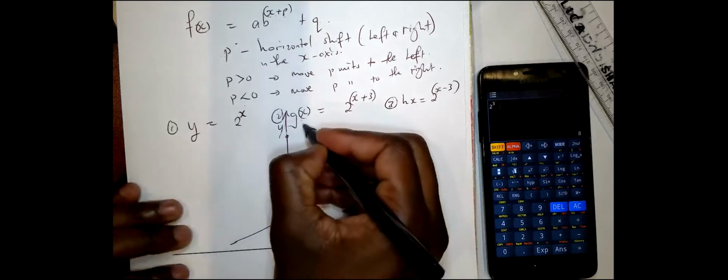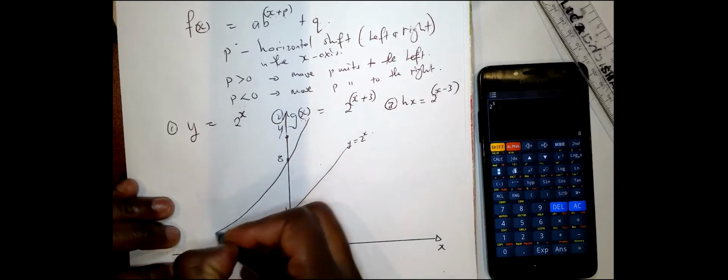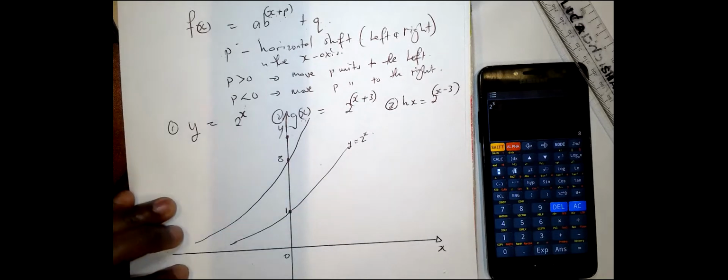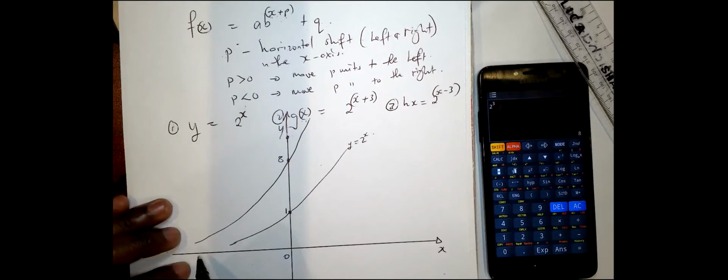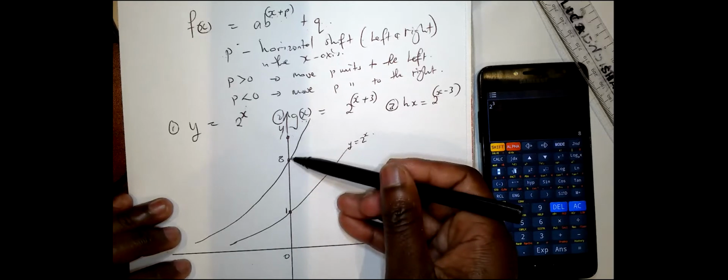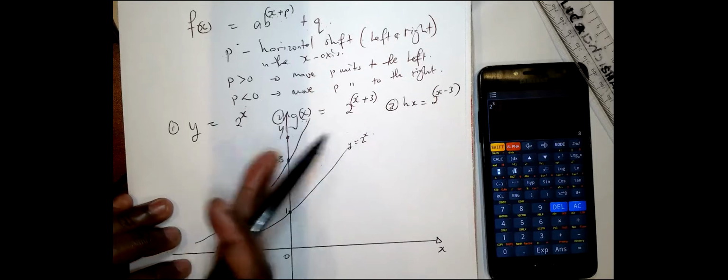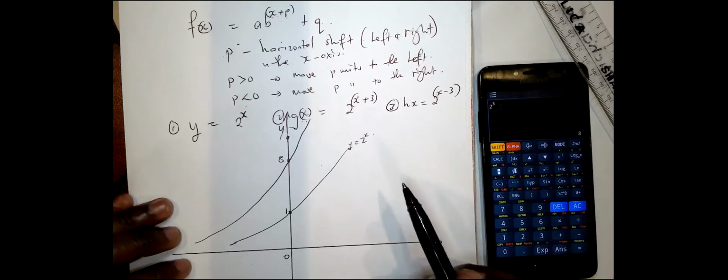And when it touches at 8, what you must master here is that you have moved your graph, yes, but the asymptote remains. The asymptote remains. That's what you must always remember. It's touching now at 8, and that's how you show that you have moved your graph.